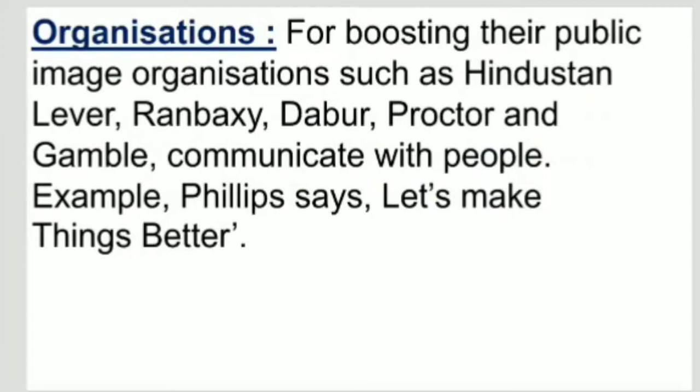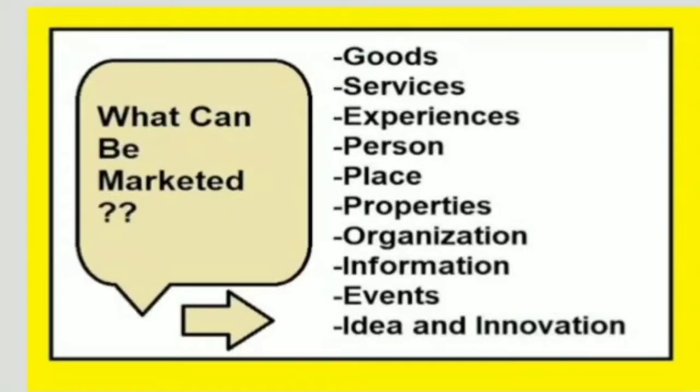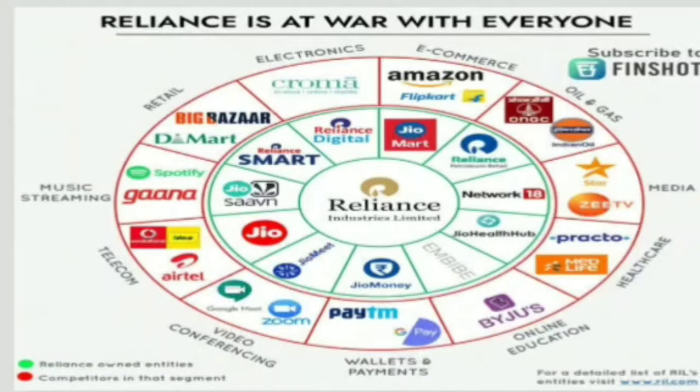Organizations such as Hindustan Lever, Ranbaxy, Dabur, Procter and Gamble communicate with people. For example, how they communicate with the people is with their tagline or punchline. Philips says, let's make things better. So the punchline or the tagline of the various organizations market what they actually render. So ultimately, anything and everything can be marketed in the world. That is, goods, service, experience, person, place, properties, organizations, information, events, idea, and innovation. Hope you have understood the day's video.